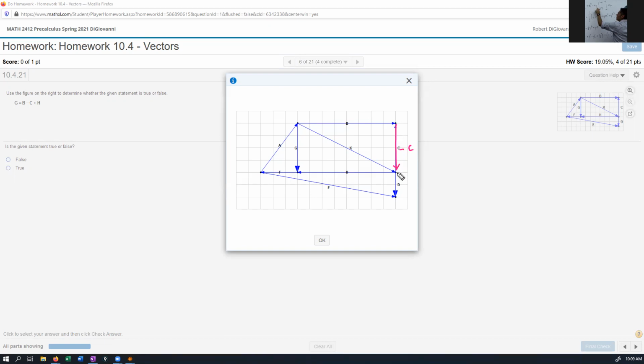And then we do plus h. Now h goes from here to here. So it's already attached tail to tip. So we've got b, we got the tip of b attached to the tail of negative c, and the tip of negative c attached to the tail of h. So the result is right here. So that means that the resulting vector would have started here and ended here, which is what g is. So this looks correct.